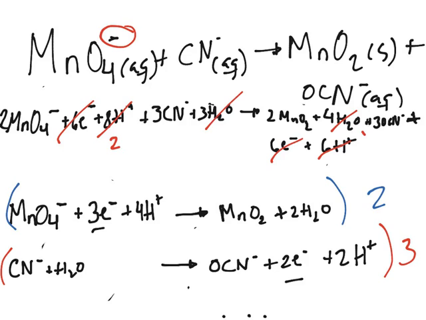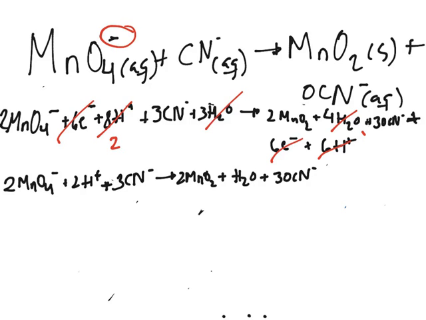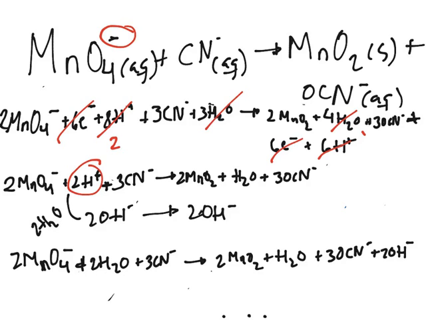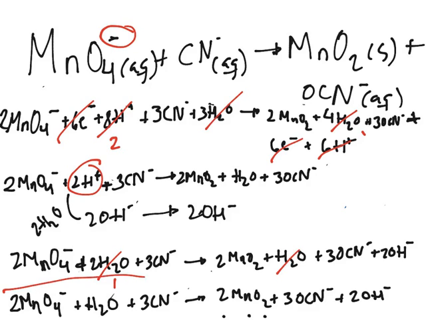So let me write it nice now. But there's one more step, because this is in basic solution. You want to add a hydroxide ion per hydrogen ion you added. So we have 2 hydrogen ions here, so you simply write 2 OH minus here and 2 OH minus here. And this gets combined with this to form 2H2O. So I'll just write the result. And now this cancels with this, leaving only 1. And this is our result. That is how you balance redox reactions.